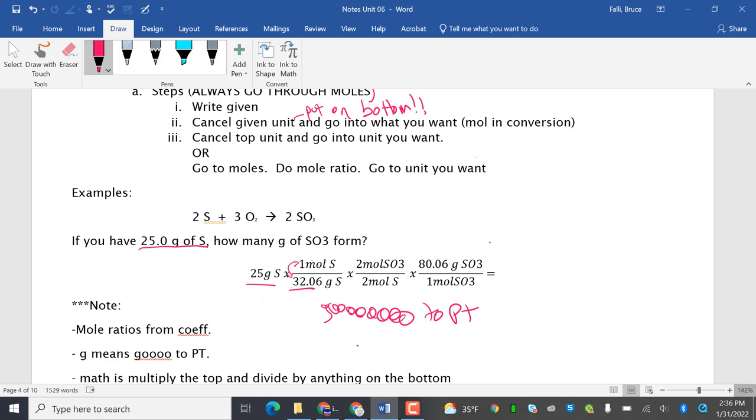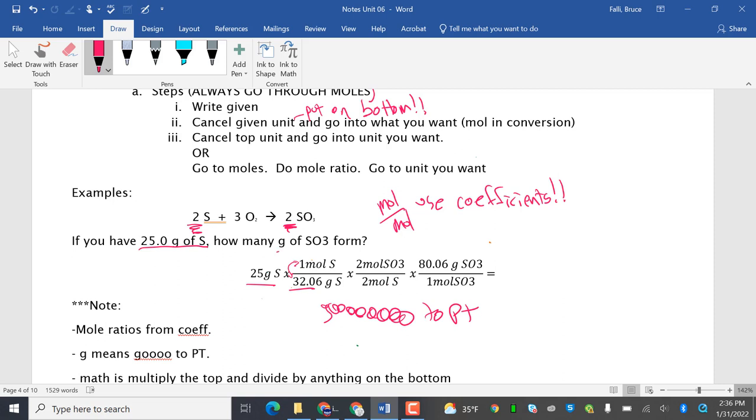So I lied to you a little bit. Last week I told you that the number one always goes with moles. But when we have moles over moles, use the mole ratio. Moles over moles, use coefficients. I bet that's a pod quiz question. So 2 moles of SO3, that's a coefficient. 2 moles of S, that's a coefficient.